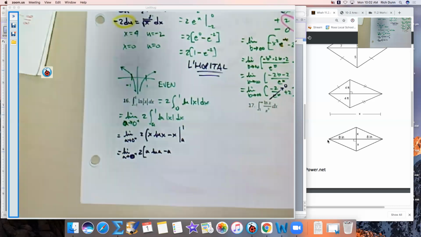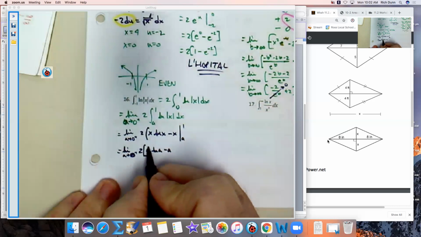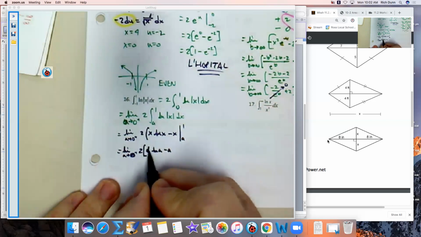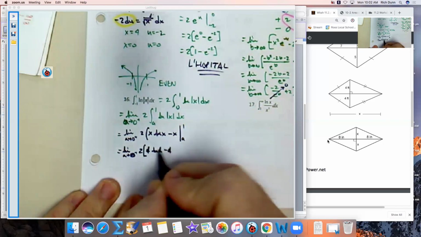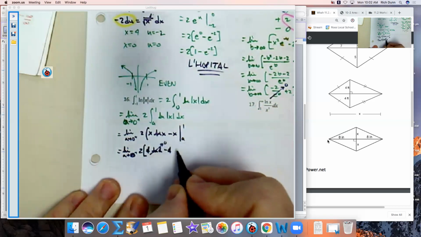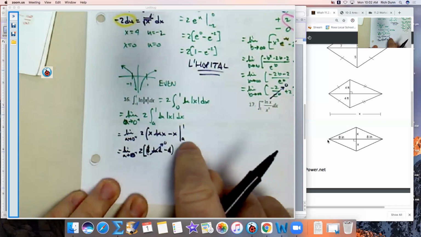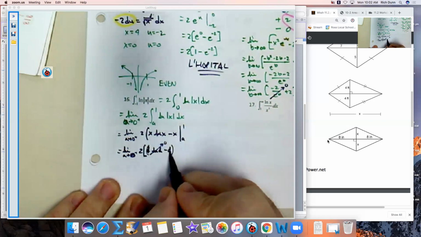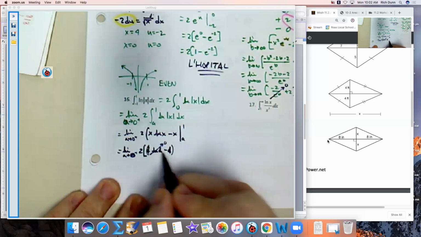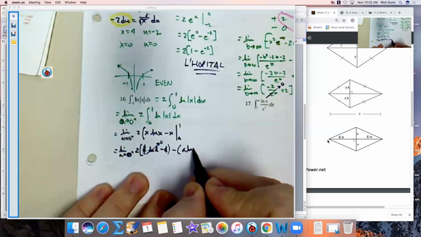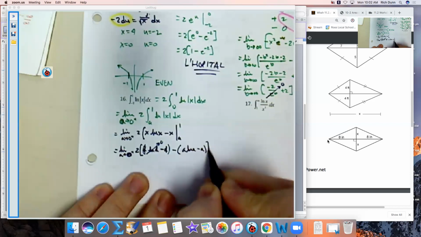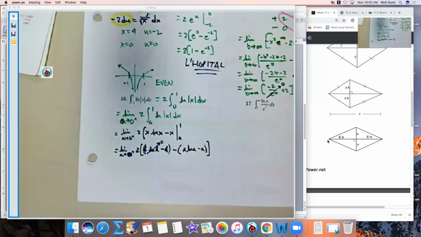Oh my goodness, I did it again. This should be 1 times the natural log of 1 minus 1, which of course is going to go to 0. Sorry about that. I evaluated a, not the upper limit. So these are all 1s there. Minus, now I'll put the a in, a natural log of a minus a. And we're evaluating this as a goes to 0.